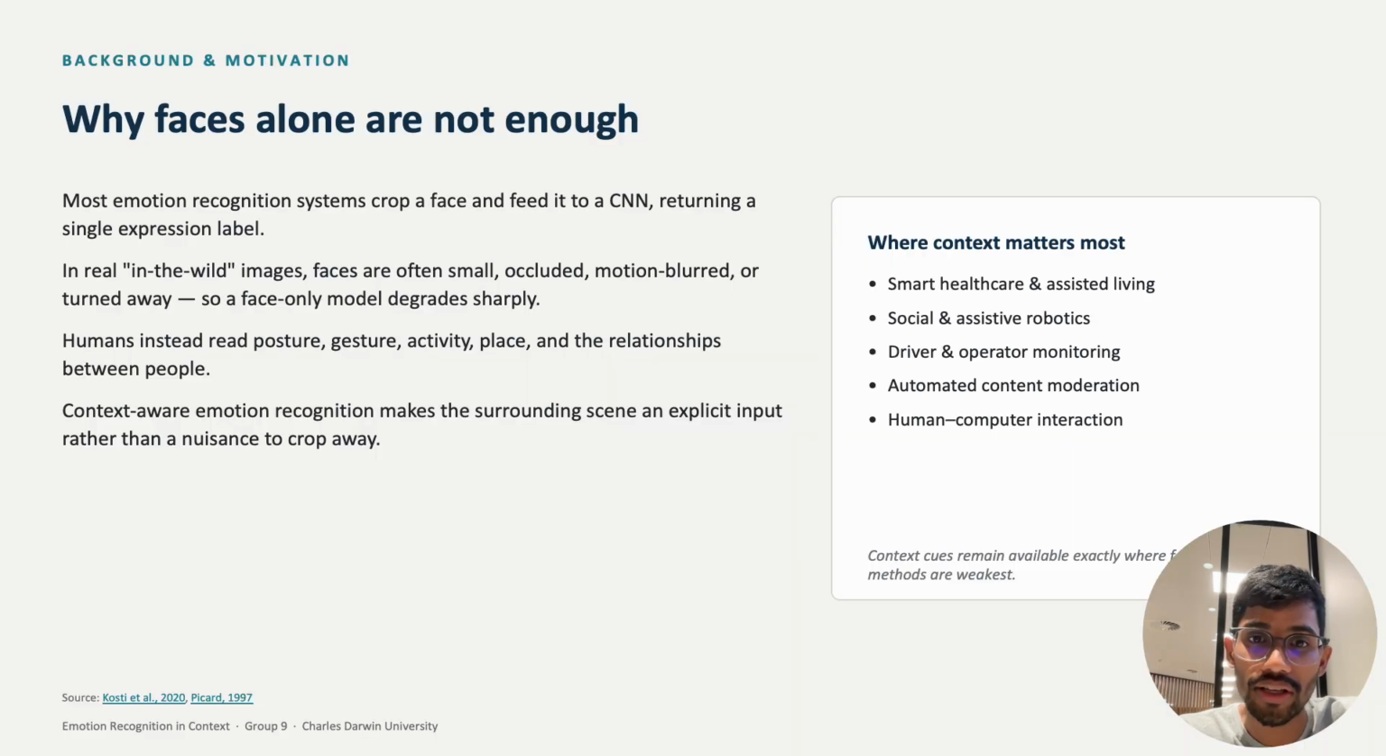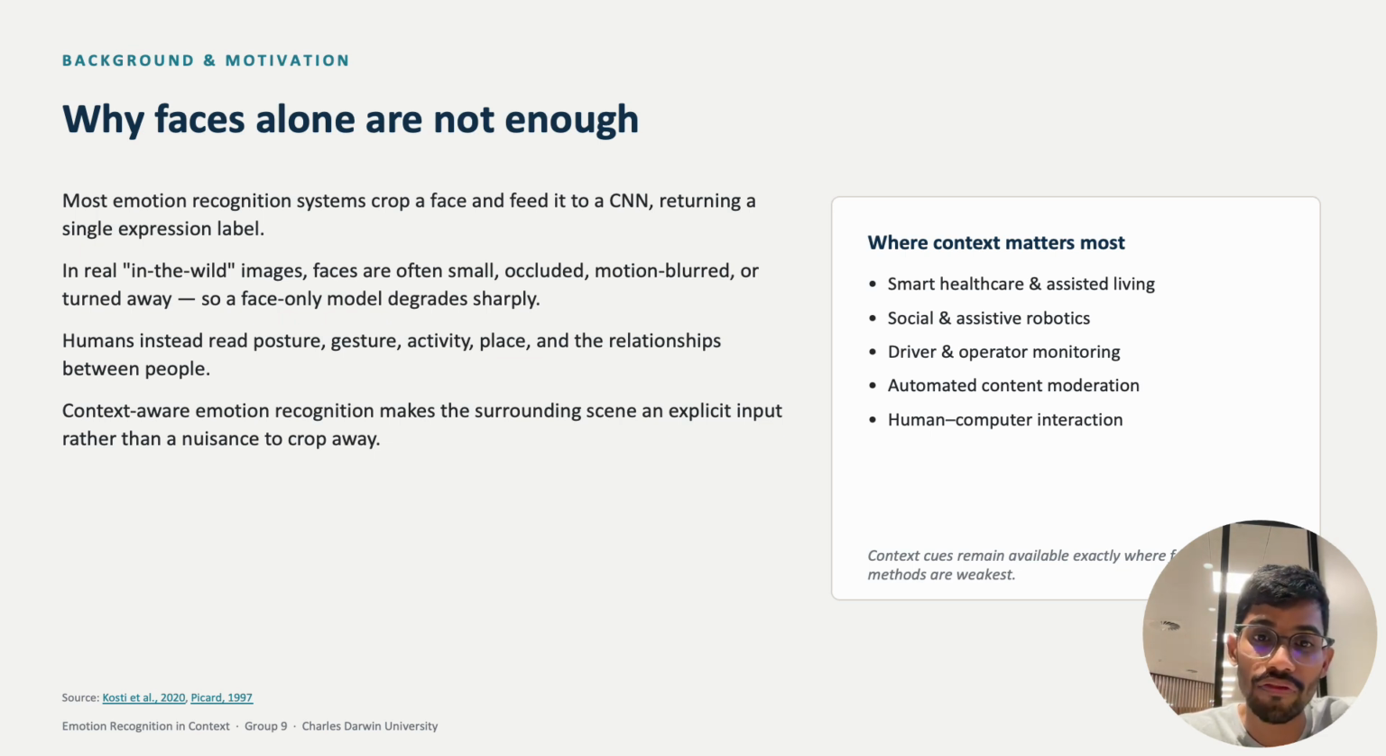Traditional emotion recognition mainly depends on facial expression. This works when the face is clear and visible, but in real world images, faces can be small, blurry, hidden, or turned away. In those cases, the surrounding context becomes very important.